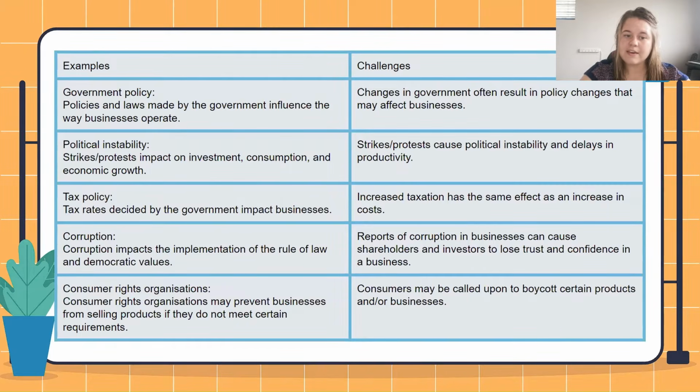So some examples that we have here is government policies. So we've got policies and laws made by the government that will influence the way a business operates. So how can this pose as a challenge? Changes in government often result in policy changes that could affect the business. Political instability, if there are strikes, protests, this impacts on the investment, consumption, and economic growth. Strikes and protests cause political instability and delays in productivity.